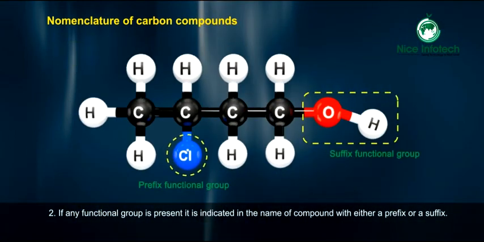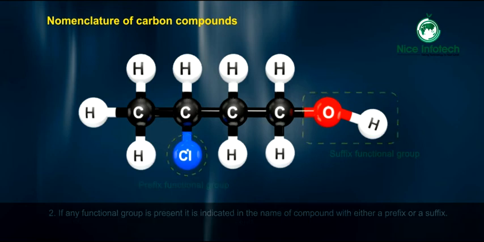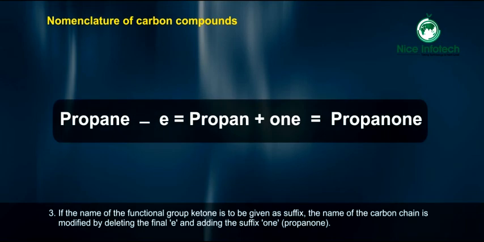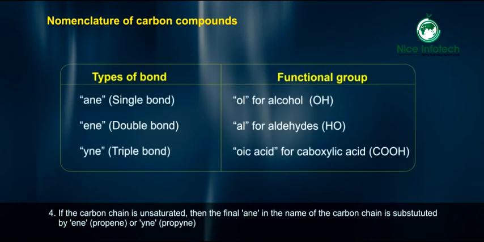2. If any functional group is present, it is indicated in the name of the compound with either a prefix or a suffix. 3. If the functional group ketone is to be given as a suffix, the name of the carbon chain is modified by deleting the final E and adding the suffix ONE, propanone. 4. If the carbon chain is unsaturated, then the final ANE in the name of the carbon chain is substituted by ENE, propene, or YNE, propyne.